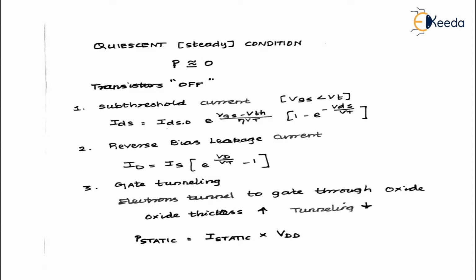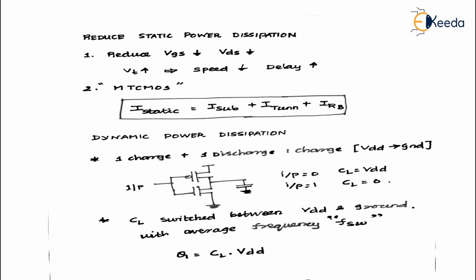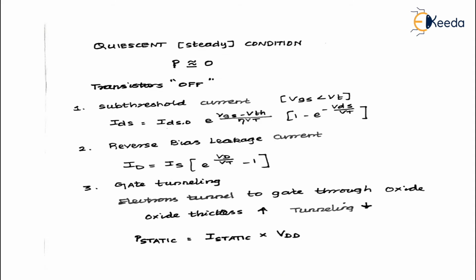So what is P static? P static is given by I static into VDD. It's so simple. So now how can I reduce the static dissipation? We know that it is caused because of these three reasons. Now I'm going to reduce it. How can I reduce my subthreshold current? I can reduce the VGS, or I can reduce my VDS, or I can increase my threshold voltage, as well as I can do certain changes to my temperature also.